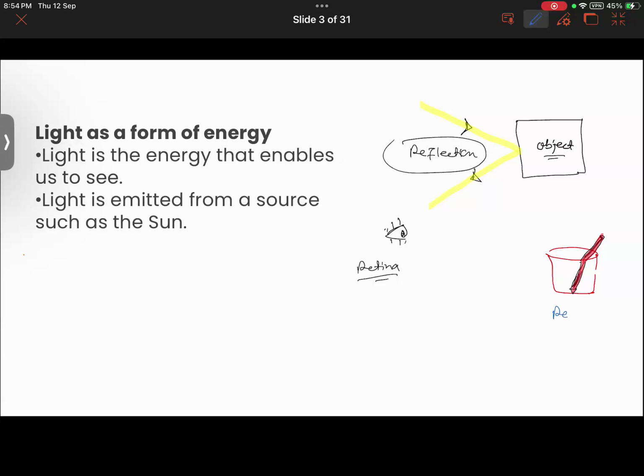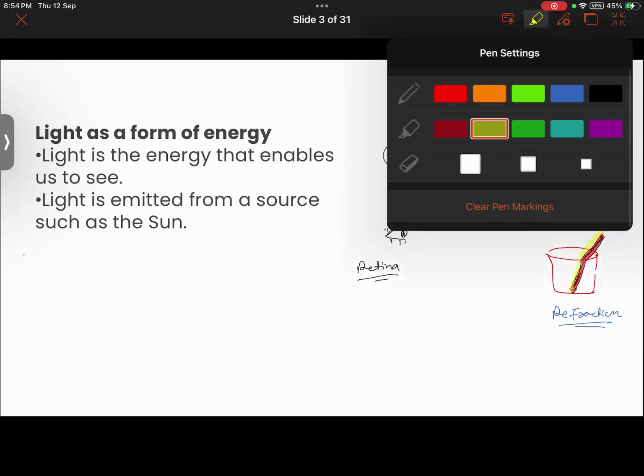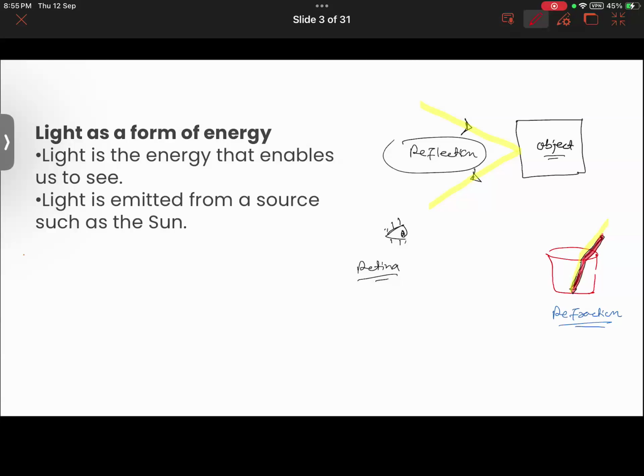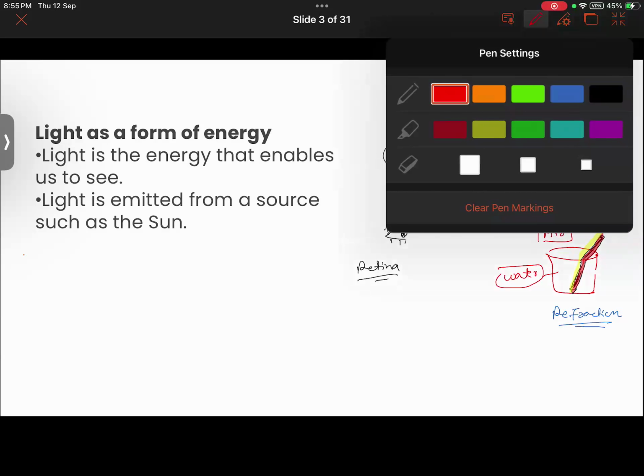Here, refraction is happening, where the light rays would be bending. So light rays can bend also when they go from the air into the water. The medium is changing here. So when the medium changes, it can bend also. But that is not the part of the main discussion here.